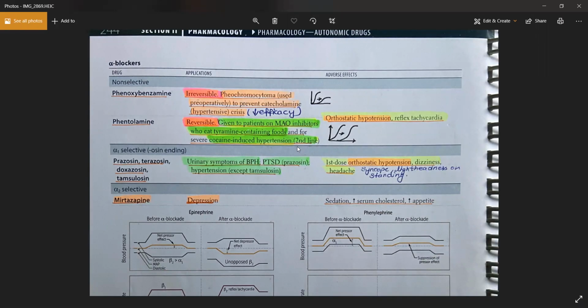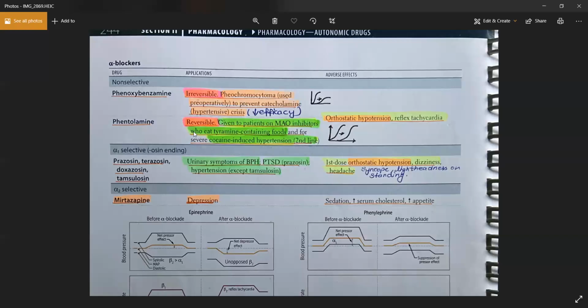How does phentolamine treat blood pressure in patients taking monoamine oxidase inhibitors? When the patient is on MAO inhibitor therapy, and they eat tyramine-containing food, remember the tyrosine, it will be converted into norepinephrine, right? Because MAO is required for the degradation of norepinephrine, the degradation is already inhibited. And if the patient eats this food, then they will get a high concentration of norepinephrine, right?